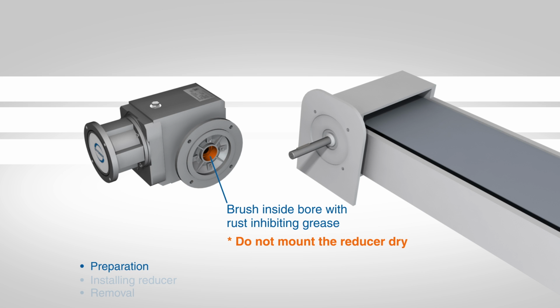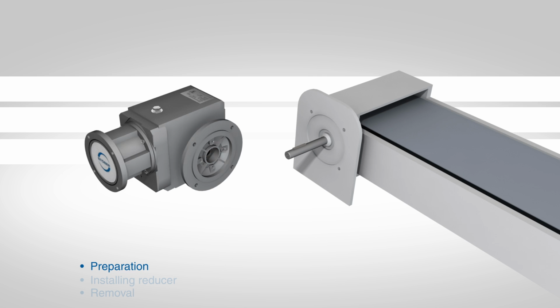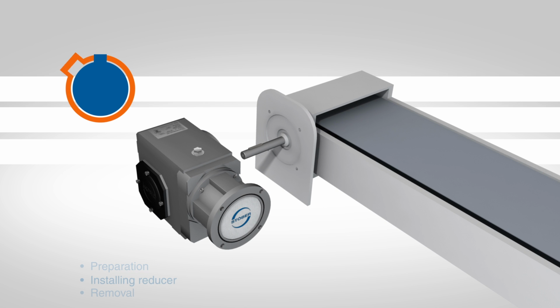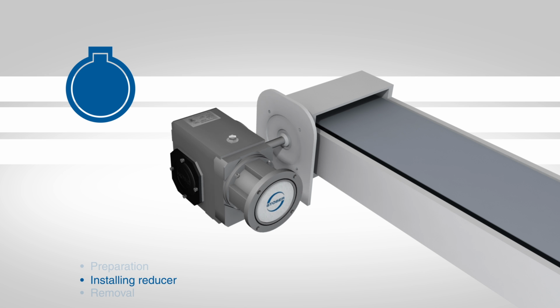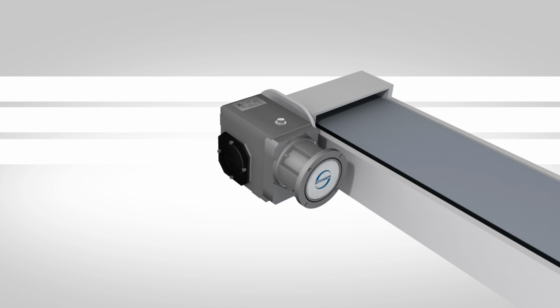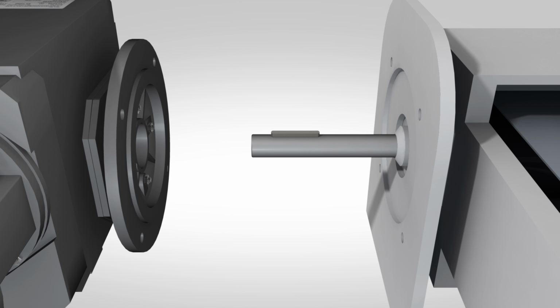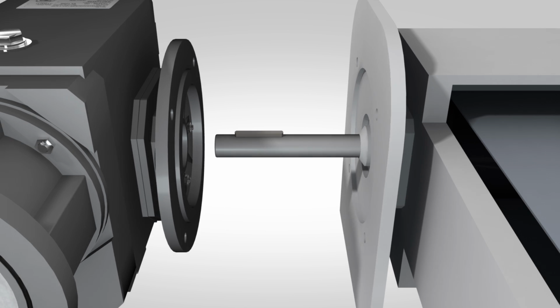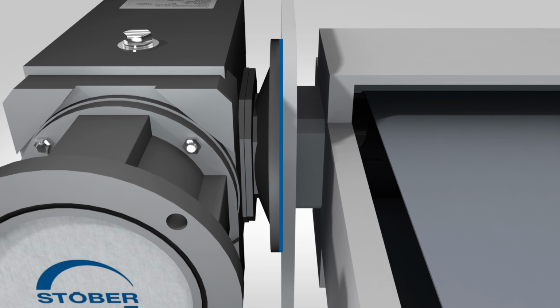Do not mount the reducer dry, as removal may be impossible. Line the reducer bore up with the keyway of the machine shaft and guide the reducer onto the shaft. Avoid hammering the gearbox onto the shaft, as this may damage the bearings. Slide the gearbox onto the shaft until the flat face of the flange is flush with the mounting surface.